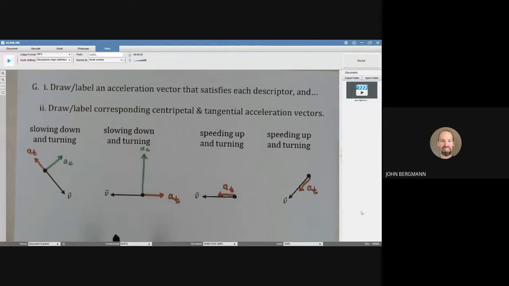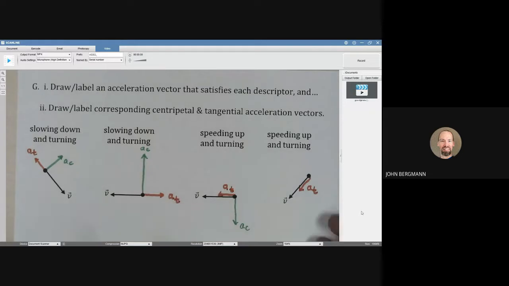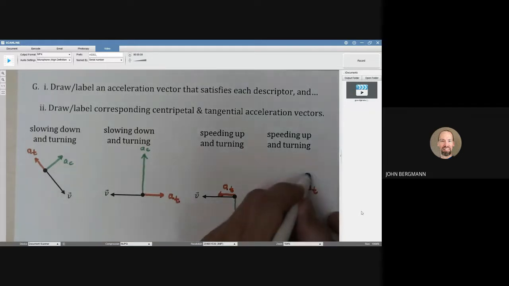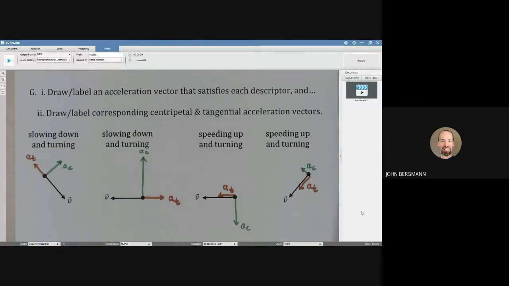How about here, turning? It doesn't matter which way. You can point the centripetal acceleration vector up. You can point it down. I'll point it down. And how about here? Let's pretend this time it's just a real tiny centripetal acceleration. Check that out. The red vectors cause the speeding up or slowing down, slowing down, slowing down, speeding up, speeding up. The green vectors represent turning. Green vectors are centripetal acceleration vectors, and they are always at right angles to the velocity.